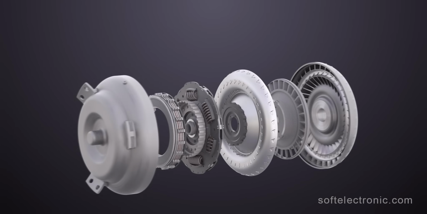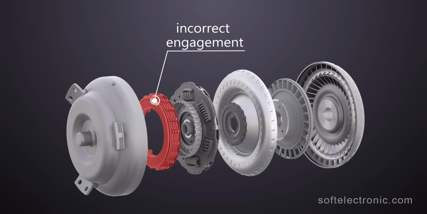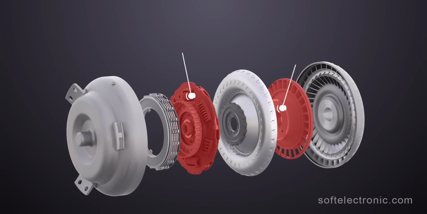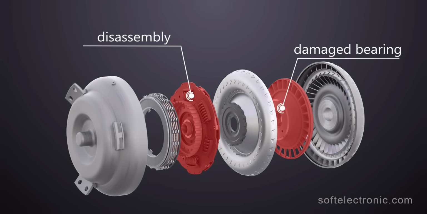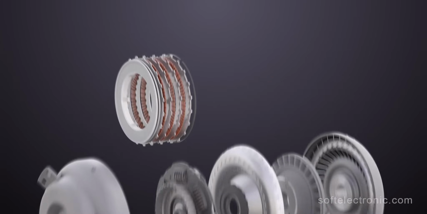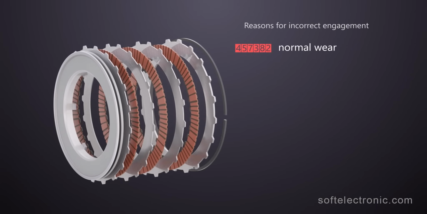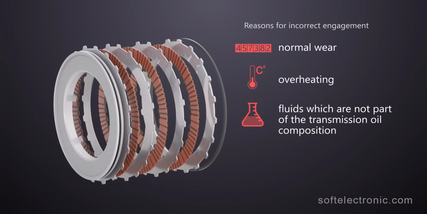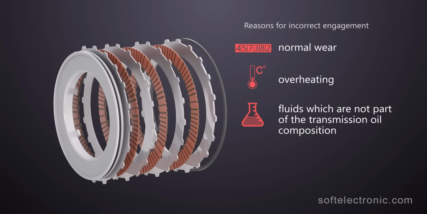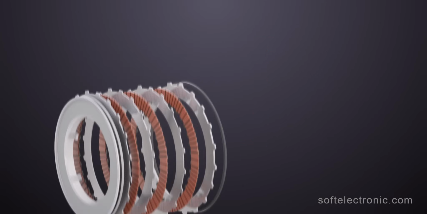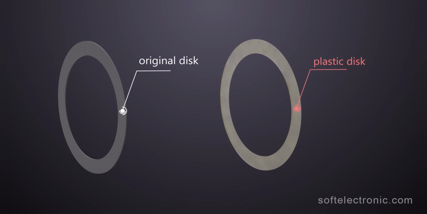Causes for a problem in the torque converter may be incorrect engagement of the friction mechanisms, imbalance of the torque converter housing or some of its components, or damage or disassembly of some elements during operation. The malfunctioning of the lockup mechanisms may be due to normal wear, overheating, the entering of fluids which are not part of the transmission oil composition, or previous repair with low quality parts. Softelectronic technicians have seen torque converters where the clutch discs have been replaced with plastic ones after a previous repair.